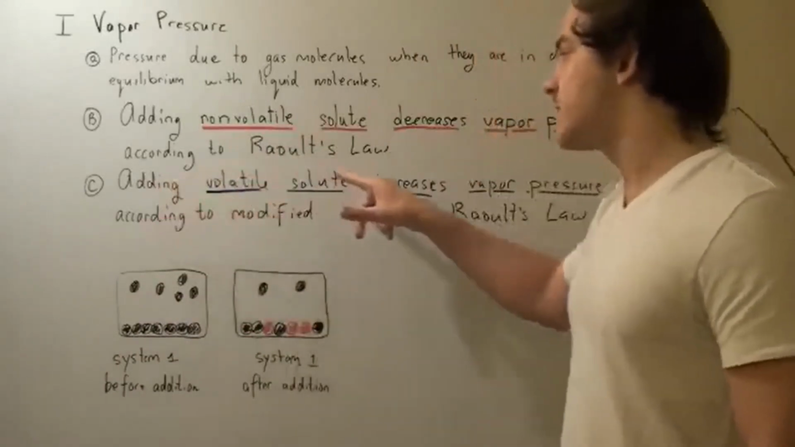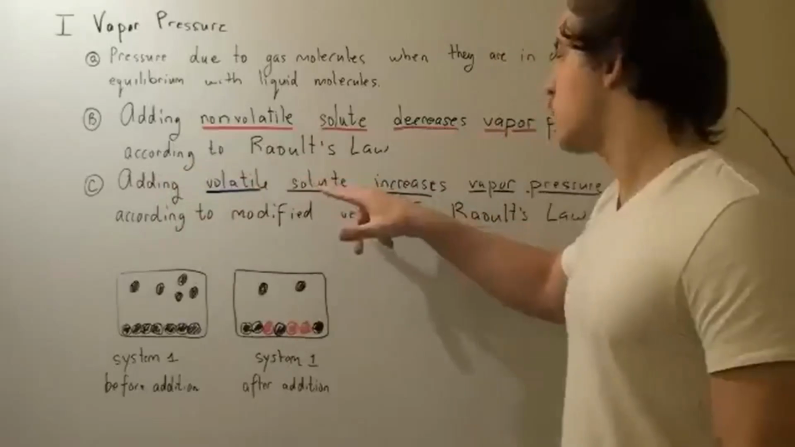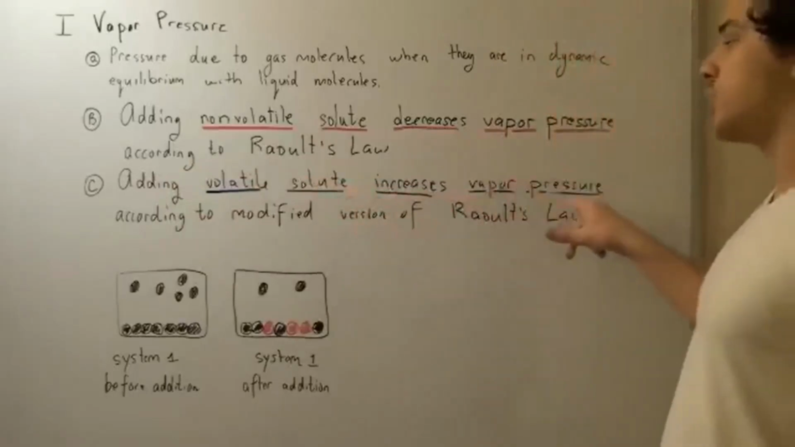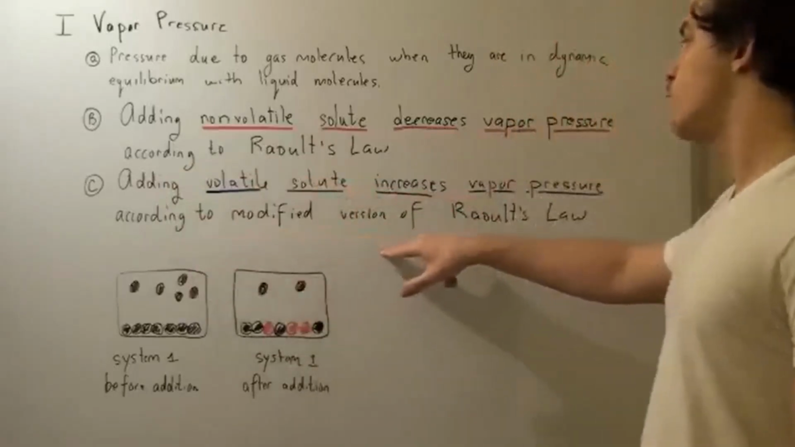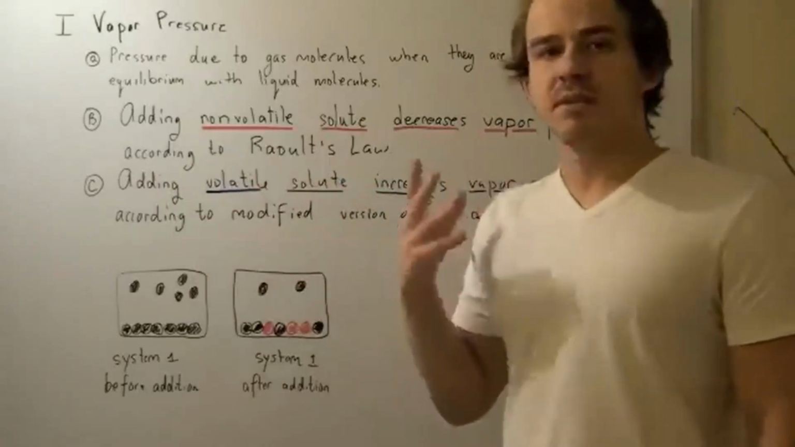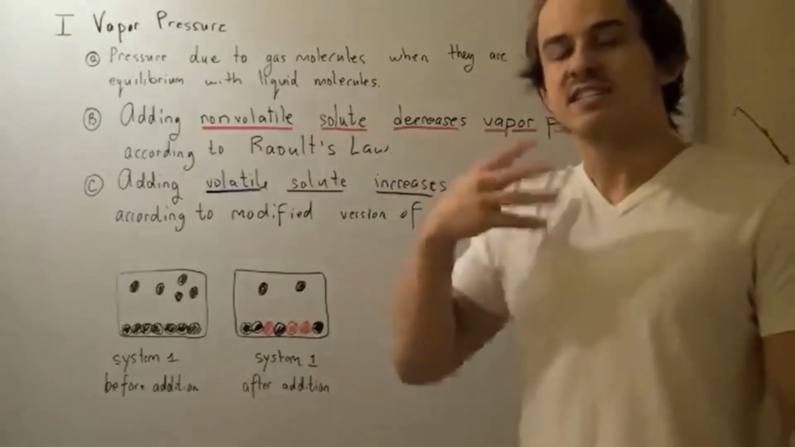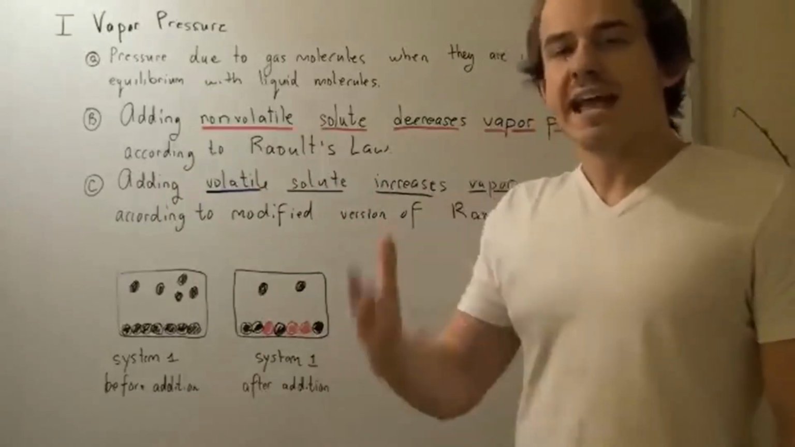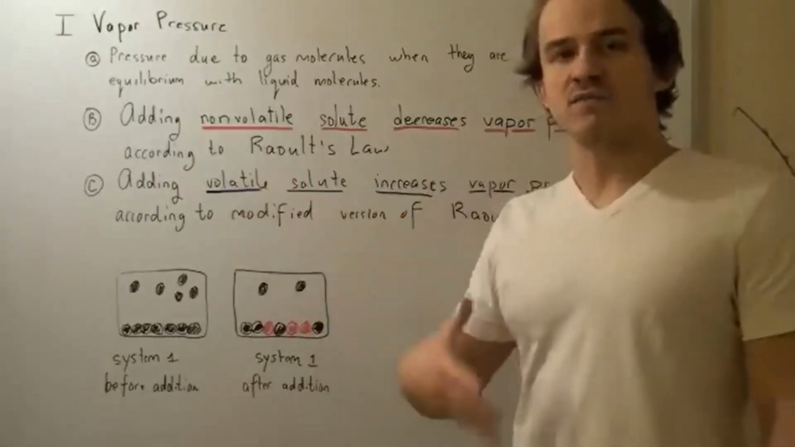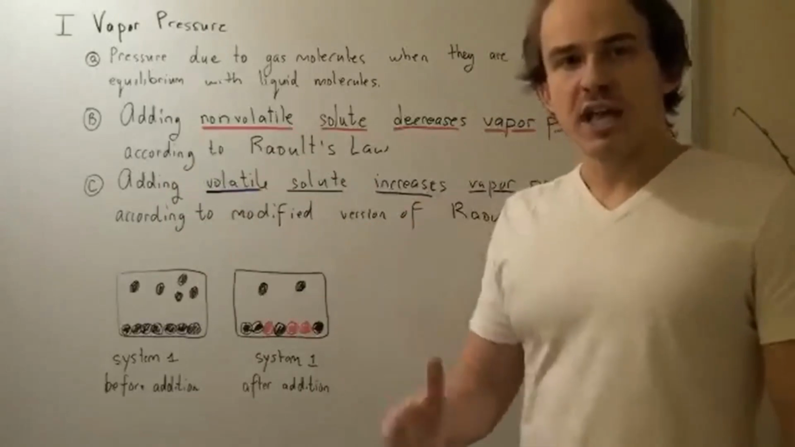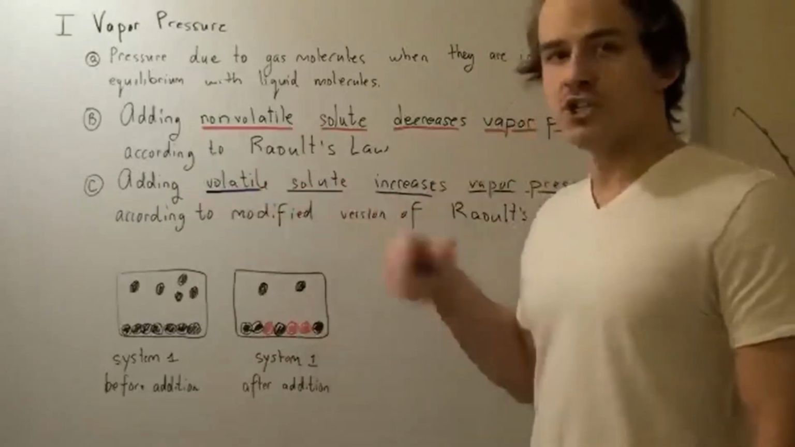Now adding volatile solute, or molecules that do evaporate, increases vapor pressure, according to a modified version of Raoult's law. And that's simply because now we have the solvent molecules evaporating and the volatile solute molecules evaporating. So the final pressure is the sum of the 2 pressures.